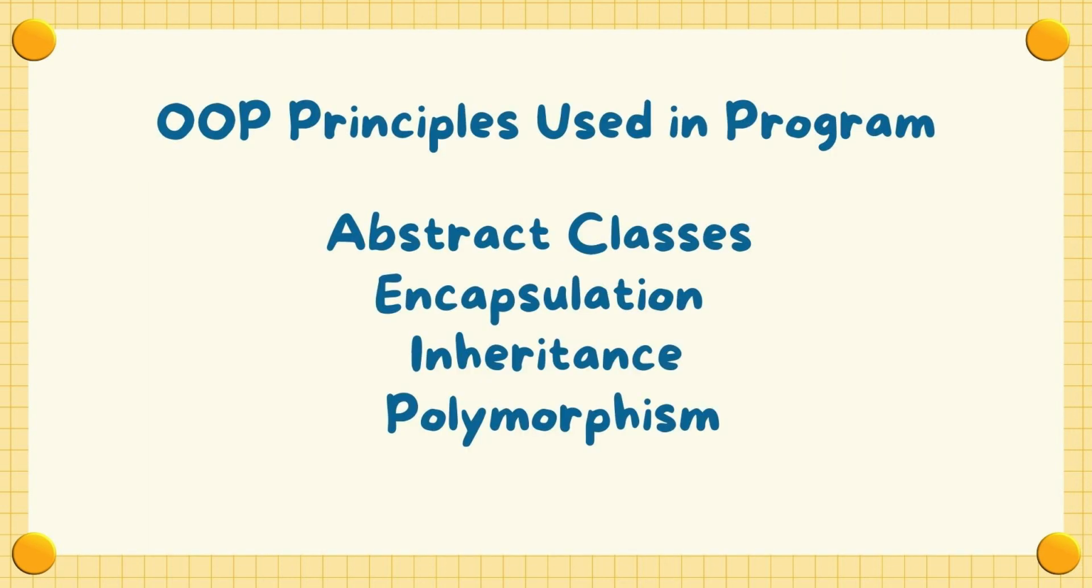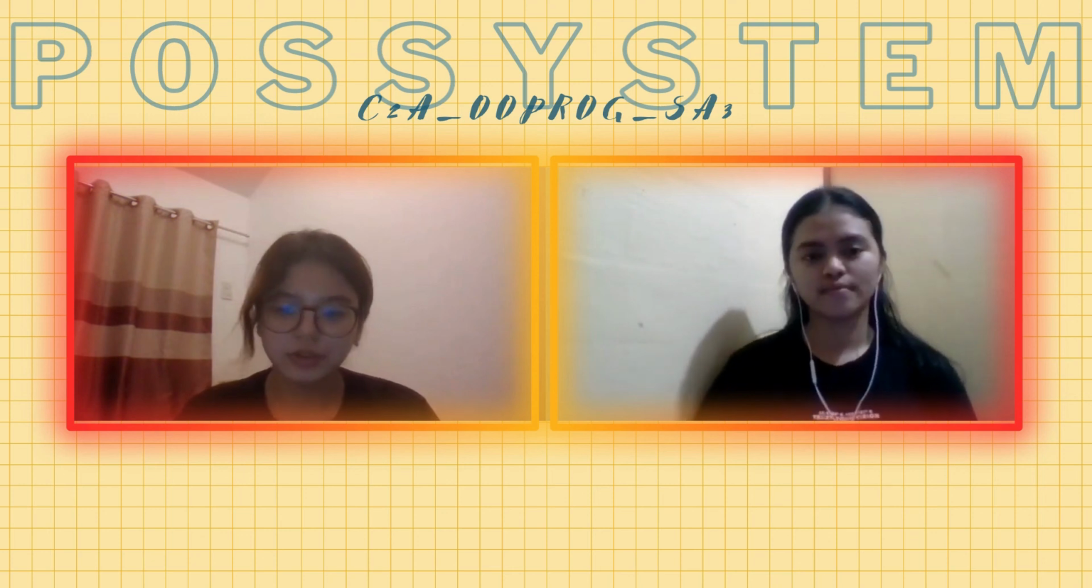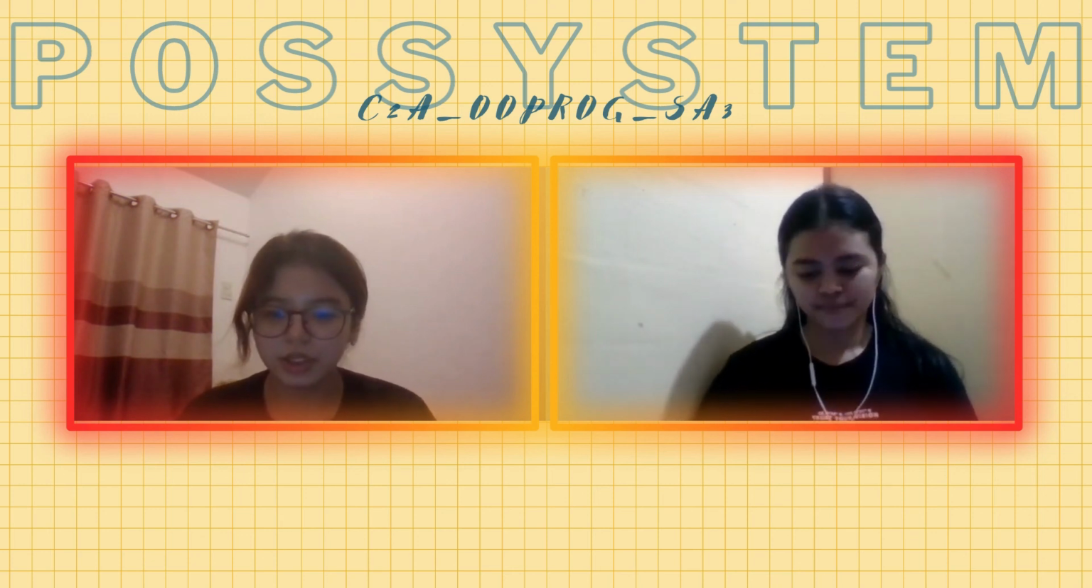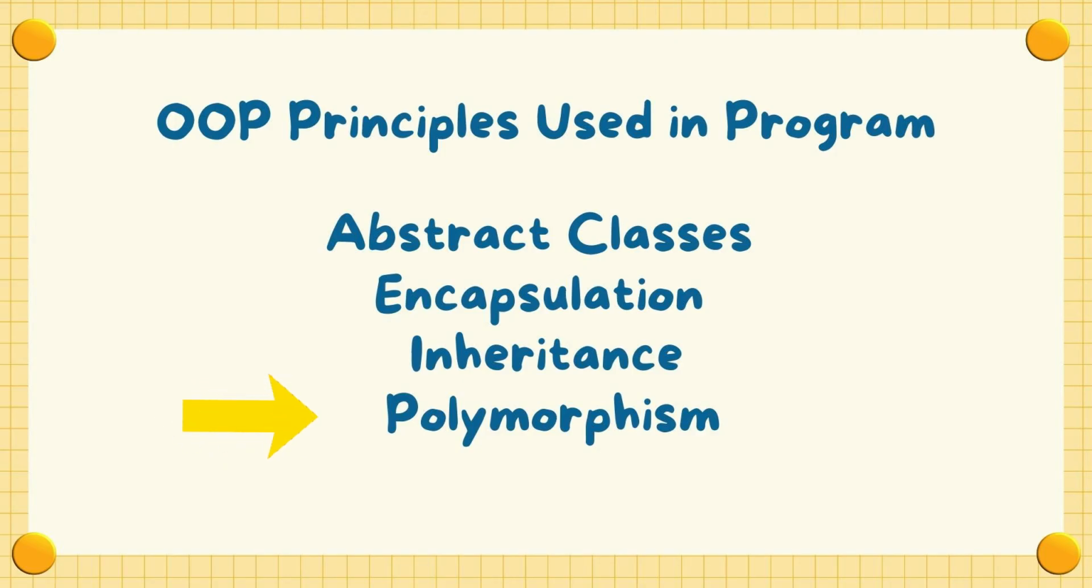We use the principle of abstract classes in the code. The class account is an abstract class because it has pure virtual functions. Since it has pure virtual functions, it is designed to be only used as a base class. We implemented polymorphism in the code.